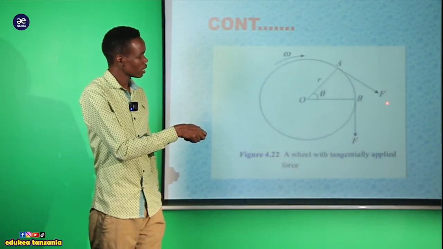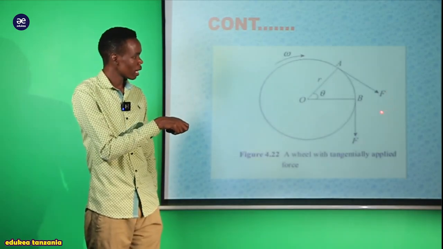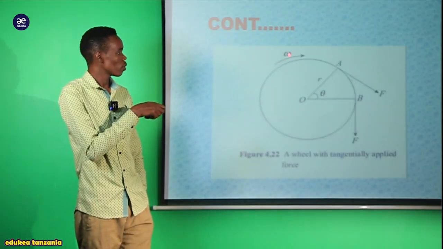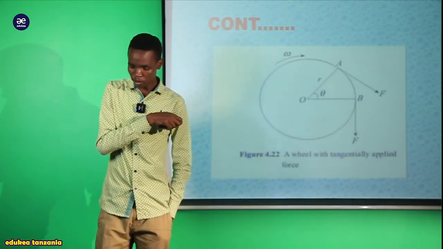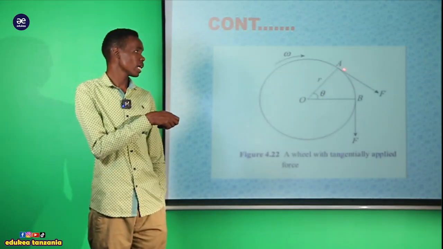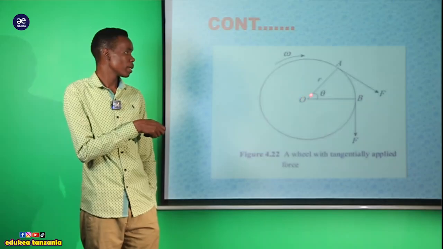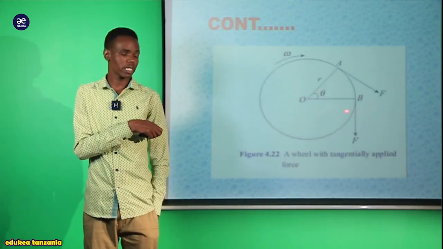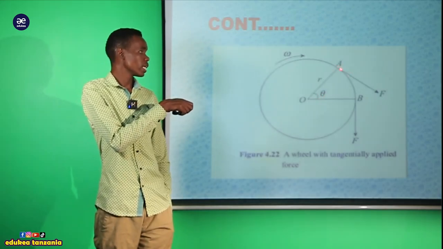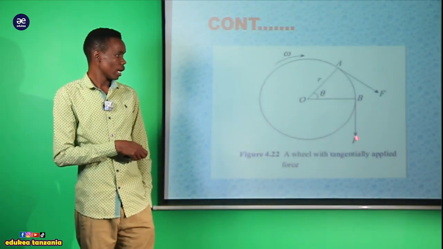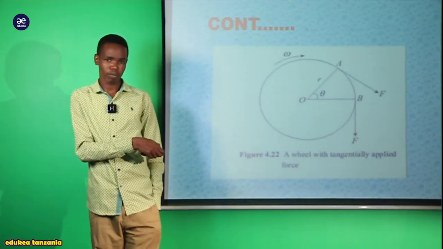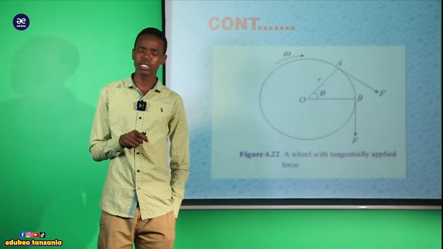This is the force that is applied. When the force is applied, it causes the wheel to rotate about its axis at a constant angular velocity, as we see here. When the force is applied at the point A, it may produce the distance, meaning the radius from the center, and also form the angle theta between the point A and the point B. At the point B here, we have the tangential force which is applied. This is F. But all of these tangential forces are the same.